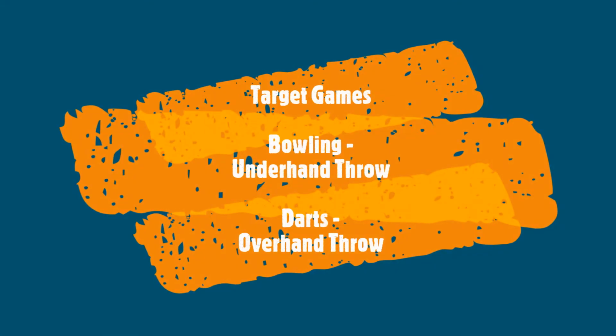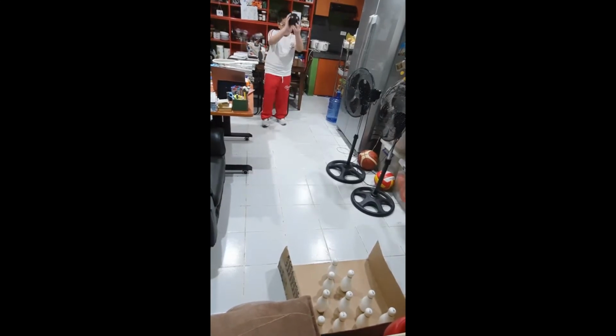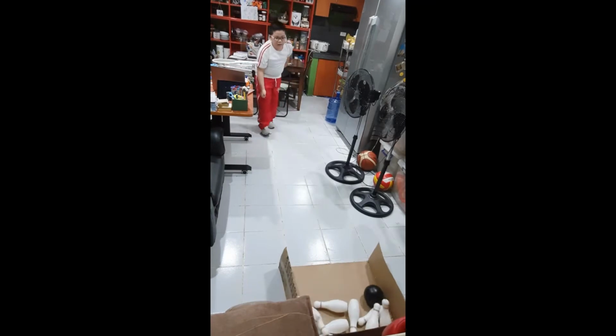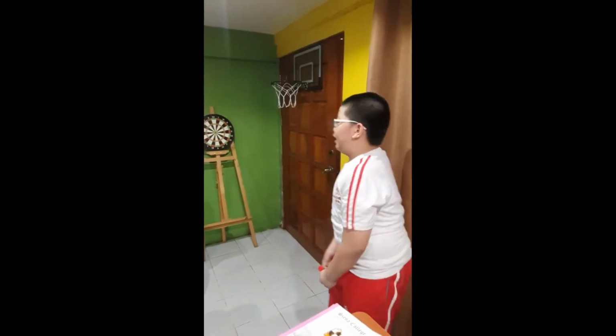First, in target games, you should know how to throw, roll, and aim the ball at the target. In bowling, underhand throw is used to knock the pins. In darts, overhand throw is used to hit the bullseye.